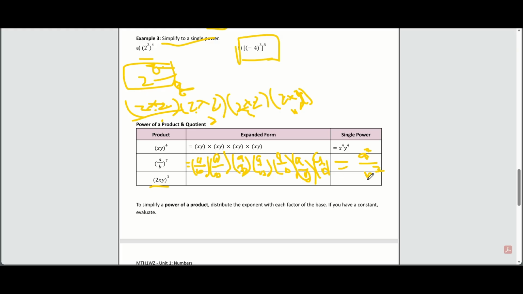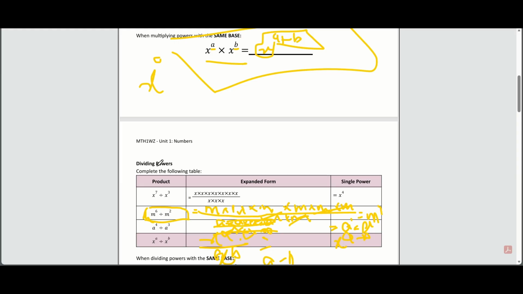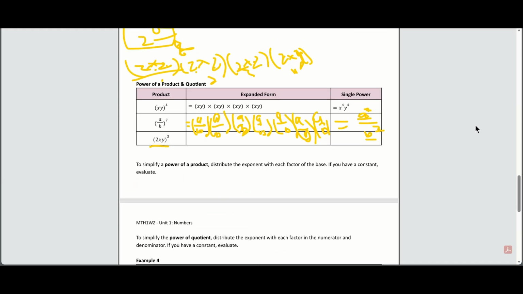Awesome, right? And because the bases are not the same, we really can't just subtract them, right? Because remember, for dividing the powers, we need to have the same base. Like here it was M and M, here it was X and X, here it was A and A, right? And because the base is not the same, this is our single power answer.